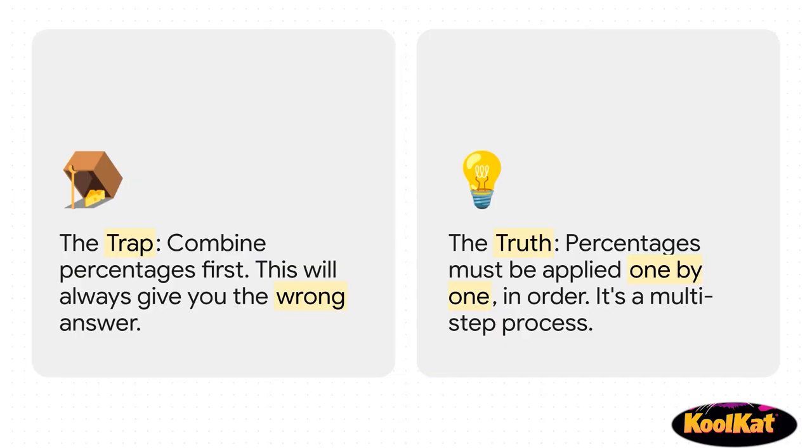And here's the deal. The trap is thinking you can combine those percentages. The truth, and this is a golden rule for the GED, is that you have to apply them one by one. You can't just lump them together. Think about it. You get the discount on the original price first, and then you pay tax on that new, lower price. The order is everything.